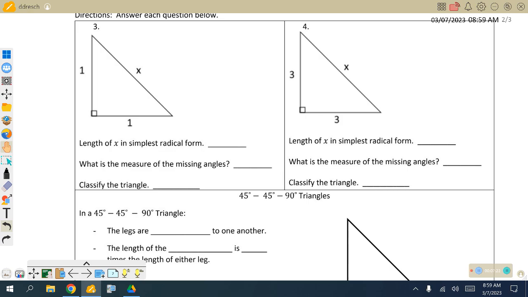On this, go with questions 3 and 4. Work both of them out. Alright, turn to your neighbor and check those questions 3 and 4.